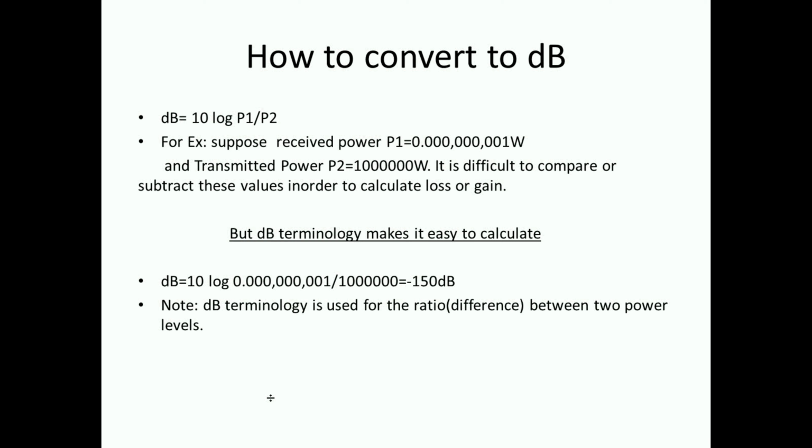So when we calculate in dB, it is 10 log P1, where we are taking P1 as the nanowatt, and P2 is the transmitter's power, that is 1 megawatt. So the difference we can express as minus 150 dB. That can be the path loss from transmitter to the receiver. The dB terminology is used for the ratio between two power levels.